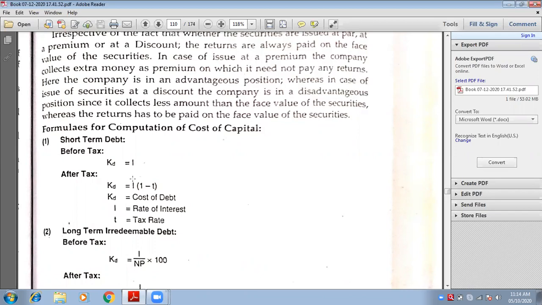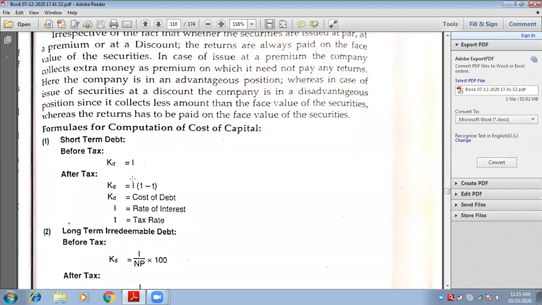Look at the format of your P&L account, vertical format. Only interest comes before tax. Before tax, there is only one amount that is paid to the debt holders, that is interest. What is paid to equity shareholders is dividend. It comes after tax, no? Net profit before tax, you deduct tax, and then you get net profit after tax. Then you deduct appropriations, and from the appropriations, you deduct preference dividend and equity dividend.